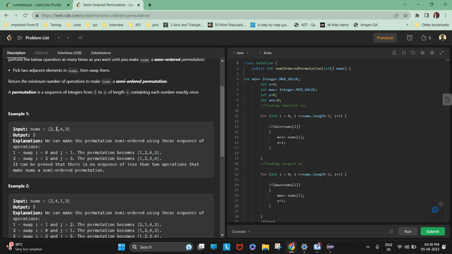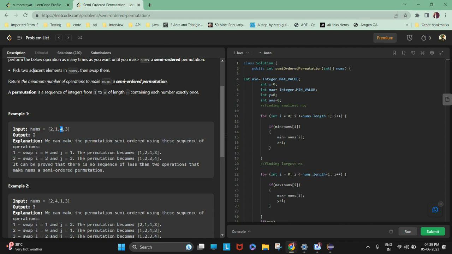You have to calculate the index of the smallest element, let this be x, and the index of the largest element. Suppose the smallest element's index is less than the largest element's index. Then the swap count is simple: you take this index minus 0, so one swap will be required here and one swap there, two swaps, and n minus the index of the largest element.